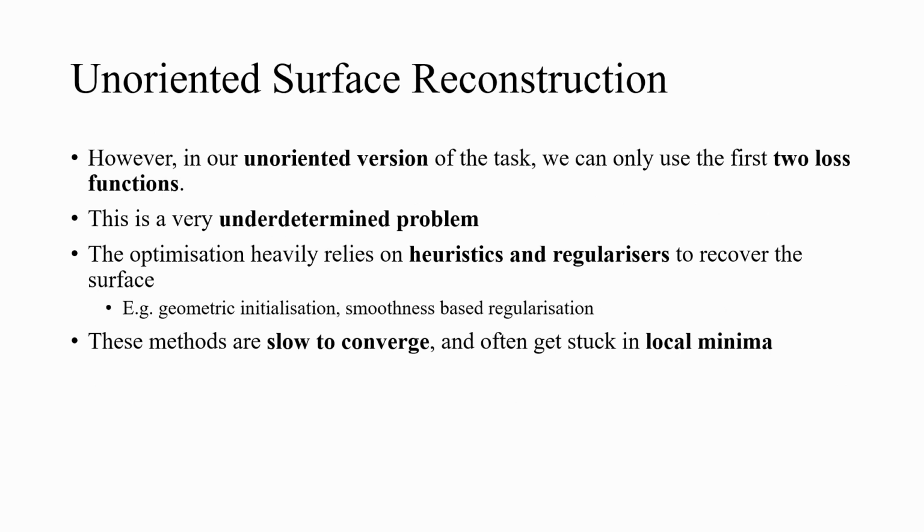However, in our unoriented version of the task, we can only use the first two loss functions. This is a very underdetermined problem. The optimization thus relies on heuristics and regularizers to recover the surface, for example, geometric initialization or smoothness-based regularization. These methods are slow to converge and often get stuck in local minima.